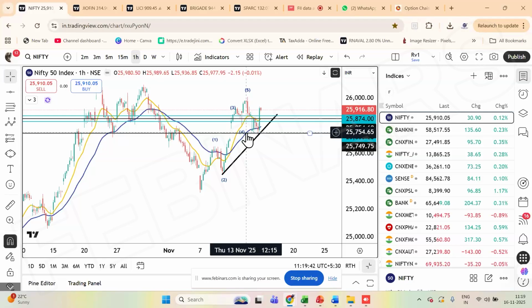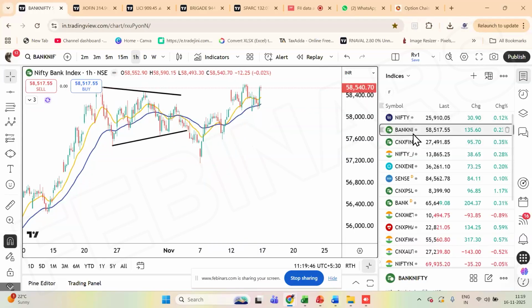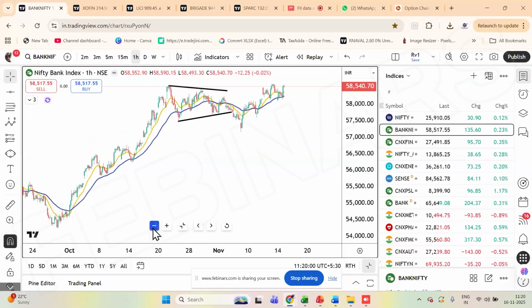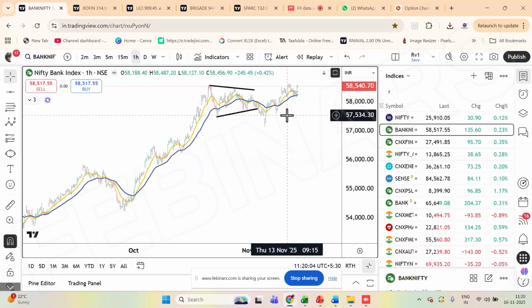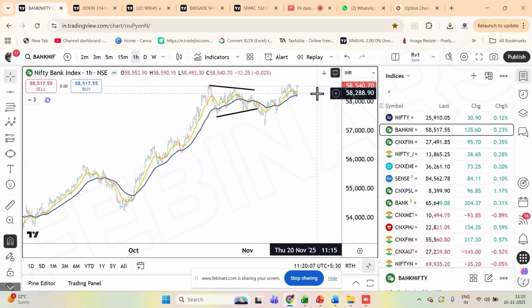for the forthcoming week. What about the Bank Nifty? See, Bank Nifty has been consolidating in a range. So basically, my viewpoint on the Bank Nifty is mixed. This is ABC, ABC. Else, even if it is on a fifth, this is an ABC. This is 1, 2, 3, 4, 5. Then the consolidation. Then the next leg of rally.